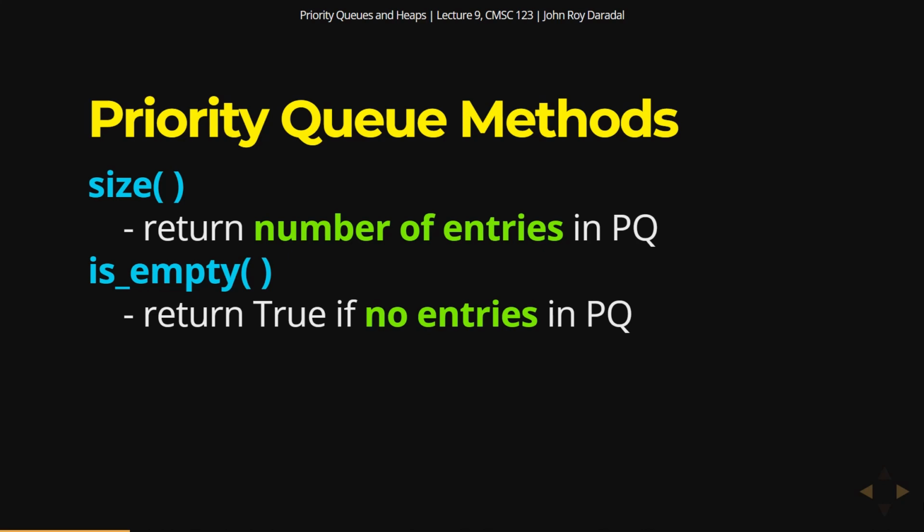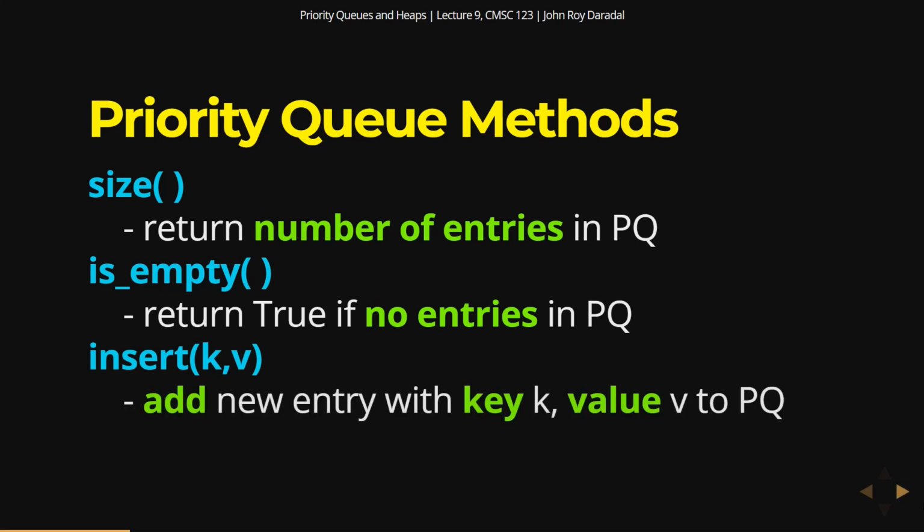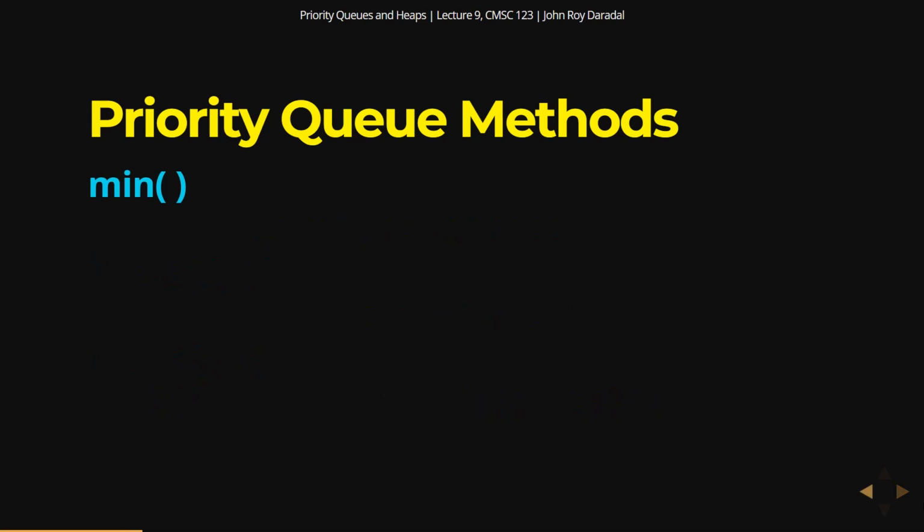Okay, so the more important methods are the following. First, you have insert(k, v). You pass in two parameters, the key and the value. The key is what gives you the priority level, and the value, of course, is the item itself. So insert will just add a new entry with the key k and the value v to the priority queue. So the simple insert.